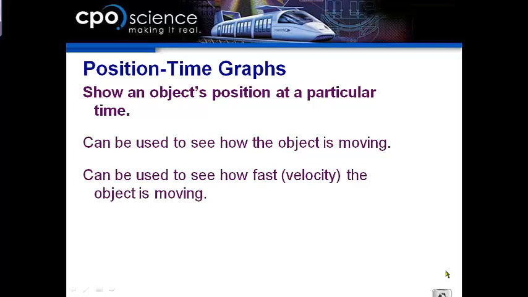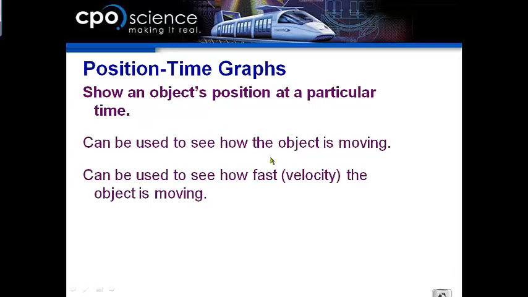Okay, ladies and gentlemen, today we're going to learn about position time graphs and velocity time graphs and how to read them. First off, what is a position time graph? Well, a position time graph shows an object's position at a particular time or during a particular set of times. So it basically shows the position of an object during a certain period of time. You can use a position time graph to see how an object is moving.